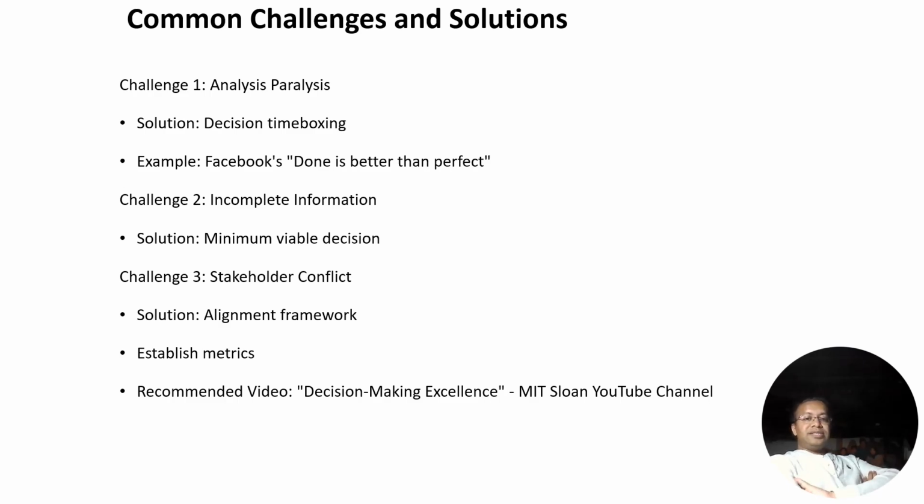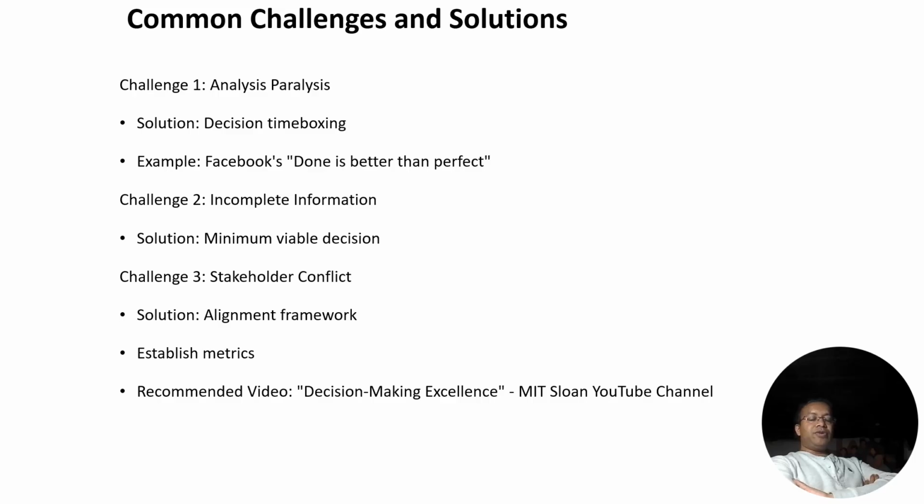Challenge two is incomplete information. Decisions are purely based on data and information. So if you have not adequate information, obviously decisions are going to suffer in terms of quality and impact. The solution is minimum viable decisions.